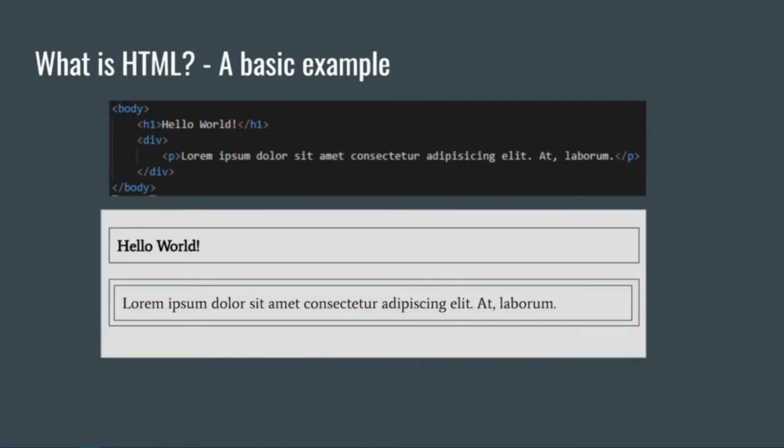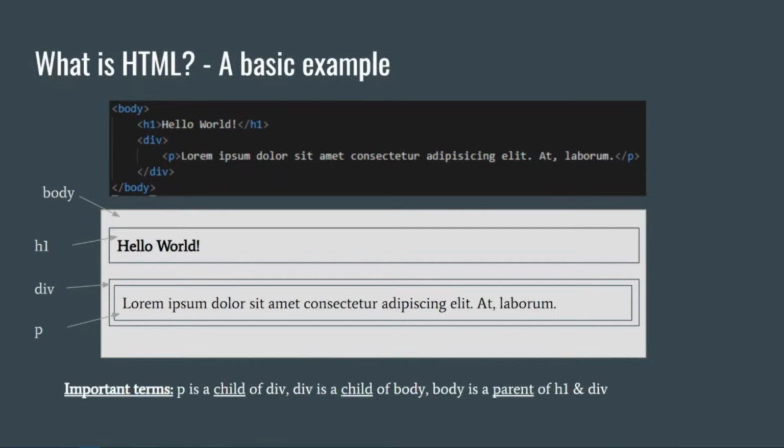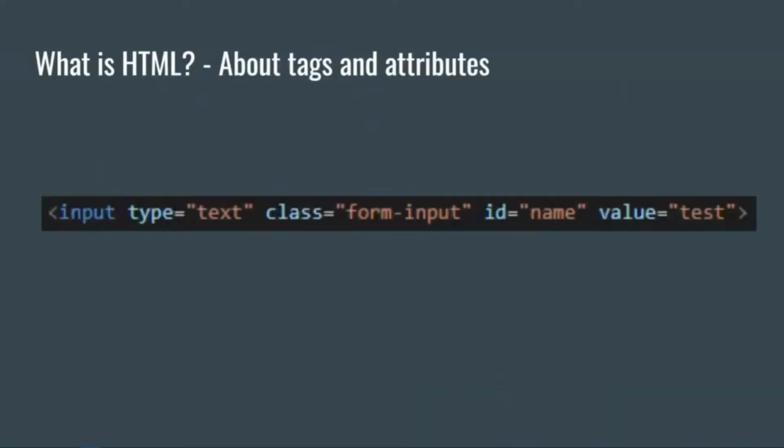So this is an example of what it might look like. The boxes wouldn't actually be bordered, but this helps you see what each tag is actually boxing. Some important terms. This p tag is considered a child of the div tag, and the div tag is considered a child of the body tag, and the body tag is considered a parent of h1 and the div tag. These will be useful for Emmet.